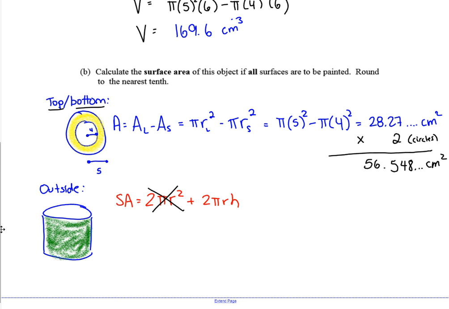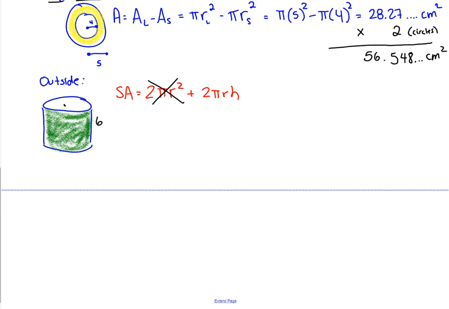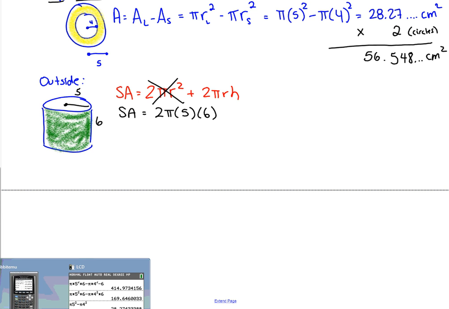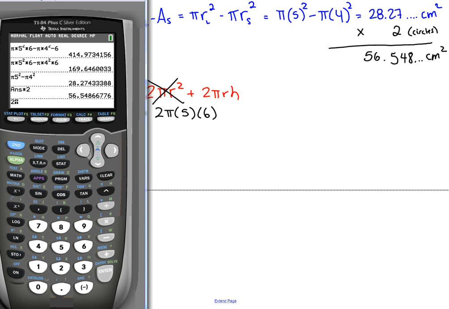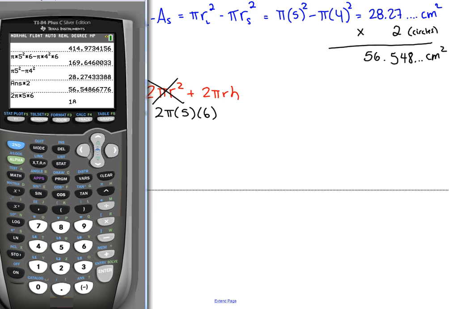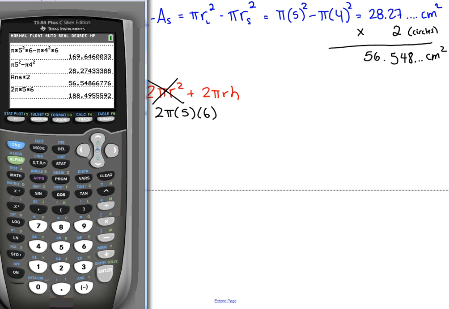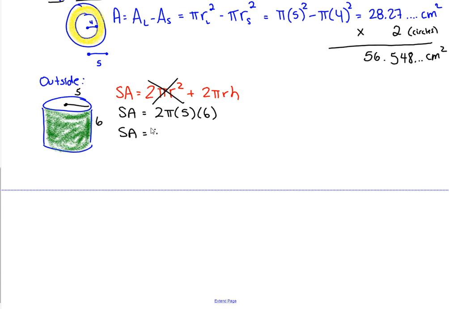What was the height of this cylinder? 6. And what's the radius of this large one? 5 centimeters. So surface area of the outside is 2 pi times 5 times 6. Would you agree with 188.4955? Okay, and what else do we need to include? One more thing.